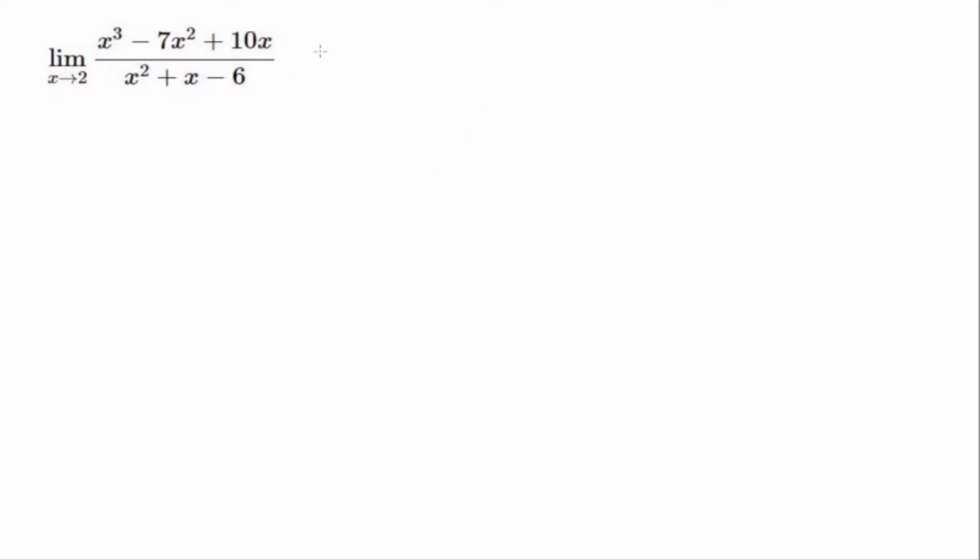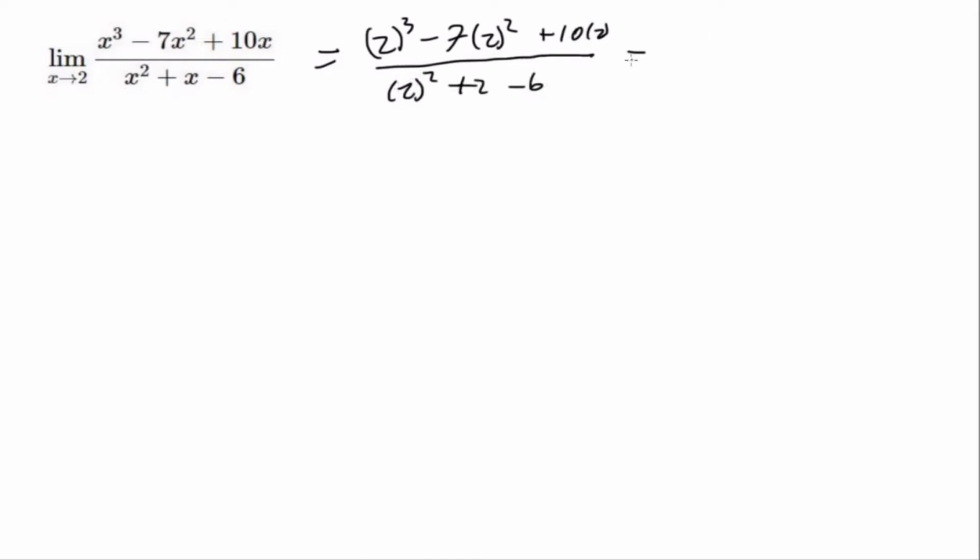So we're going to put x equals 2 into this, so we get 2 cubed minus 7 times 2 squared plus 10 times 2 all over 2 squared plus 2 minus 6. This gives you 8 minus, that's 4, minus 28 plus 20 all over 4 plus 2 minus 6. And then this works out to be: plus the 20 and the 8 give you 28, minus 28 gives you 0, and 4 plus 2 gives you 6, minus 6 is 0. So we can use L'Hopital's rule.